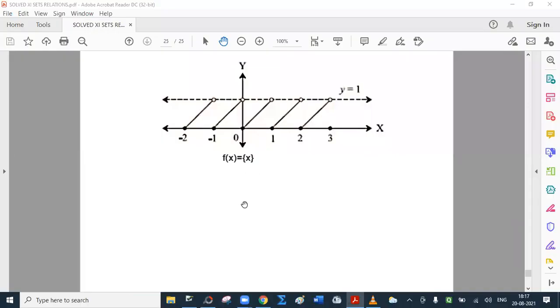Now, this is the graph of the fractional part function. See, what is the domain? All real numbers. And what is the range of the function? It is the semi-open interval 0 to 1. Only the fractional part is to be considered.